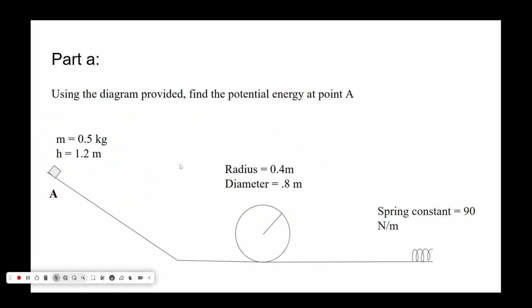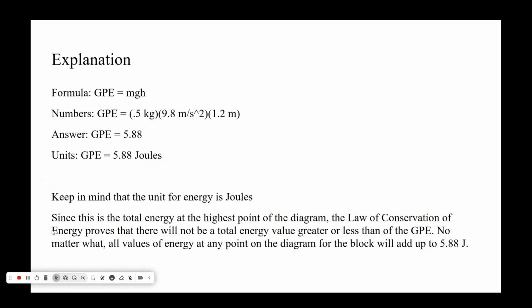So for part A, we need to use the diagram provided to find the potential energy at point A, which is right over here. Since there is no kinetic energy or elastic potential in this situation, we know we need to use the GPE formula, gravitational potential energy. So here we have it. We use the correct formula, we plug in our numbers, and we understand that joules is the standard unit for energy. So the total energy at the highest point of this diagram is 5.88 joules.